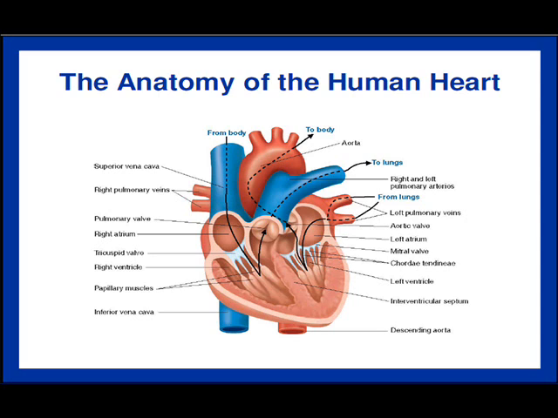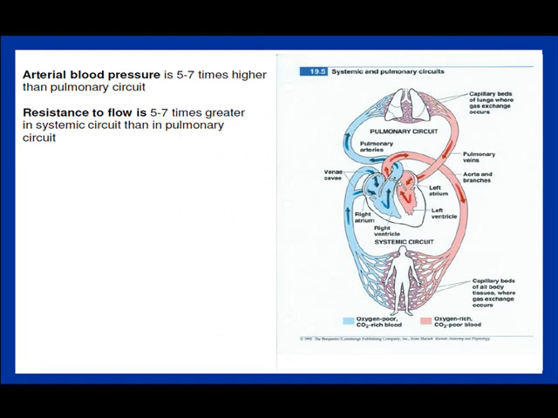In terms of the systemic and pulmonary circuits, we'll talk about the pulmonary circuit in particular in the next lecture. We're going to concentrate more on the systemic circuit in this lecture. The systemic circuit has a very high resistance. Resistance to flow is 5 to 7 times greater in the systemic circuit than in the pulmonary circuit. Why do you think that is? The resistance in the systemic circuit is a lot higher, obviously, than in the pulmonary circuit.